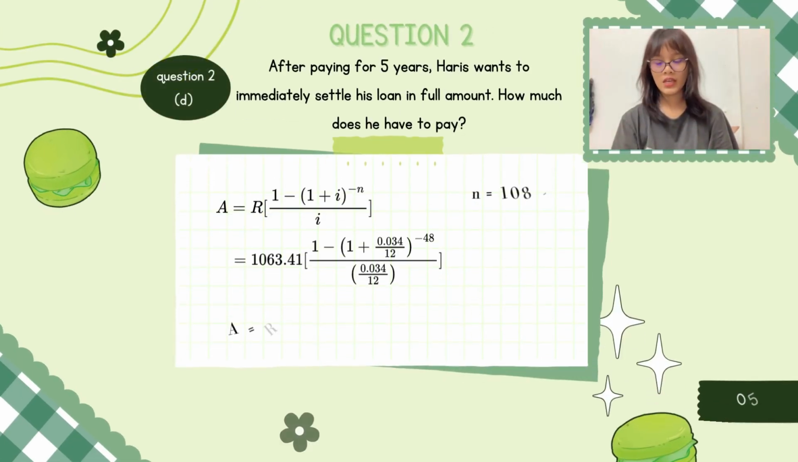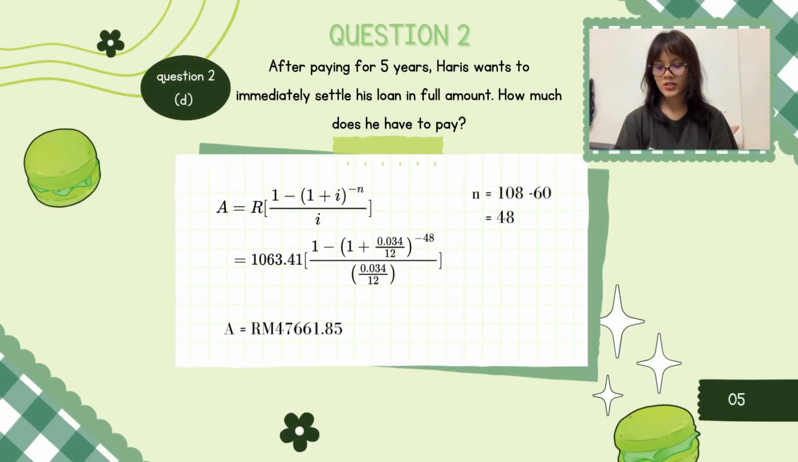As for question D, it says, after paying for 5 years, Haris wants to immediately settle his loan in full amount. How much does he have to pay? So for this question, we have to know that we are finding the value of A, which is the present value of annuity, which means that we have to use this formula, which is A equals R in brackets 1 minus, in brackets 1 plus i with the power of negative n, over i. We already know the value of R, which is 1,063 ringgit and 41 cents.